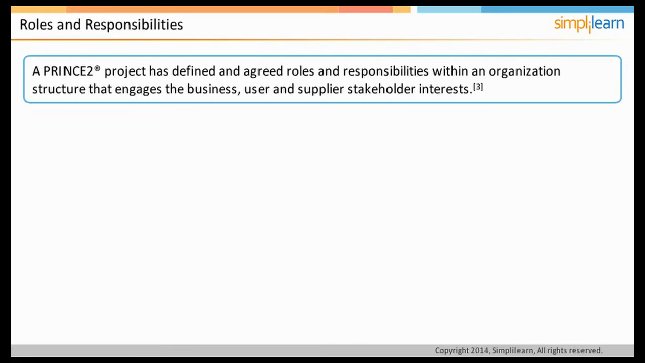To be successful, projects must have an explicit project management team structure consisting of defined and agreed upon roles and responsibilities for the people involved in the project and a means for effective communication between them.